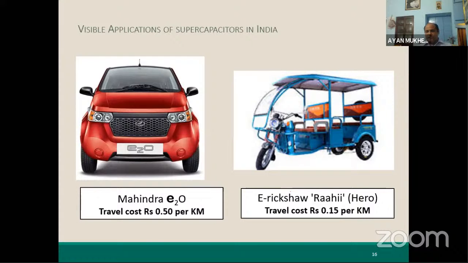And the second one is an e-rickshaw named Rahi. It is manufactured by Hero company. Its travel cost is 0.15 rupees per kilometer. So these are only two examples. In recent times, we will see more and more of this type of vehicle on our Indian roads, which will decrease the cost as well as increase the lifetime of the vehicle.